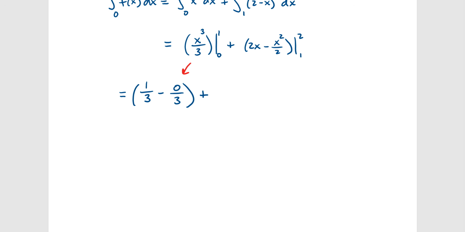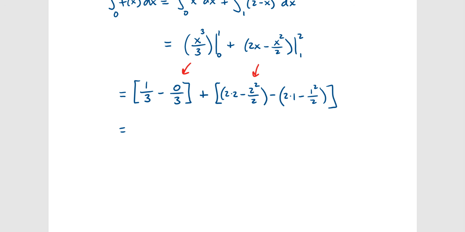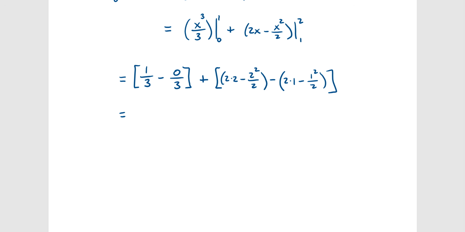Okay, so for the next one, we need to plug in a 2 first. I'm going to use square brackets for parentheses. Plugging in a 2, we get 2 times 2 minus 2 squared over 2, minus, now we're going to plug in a 1, so minus 2 times 1 minus 1 squared over 2. Okay, so we have our integrals evaluated. We just have to simplify now.